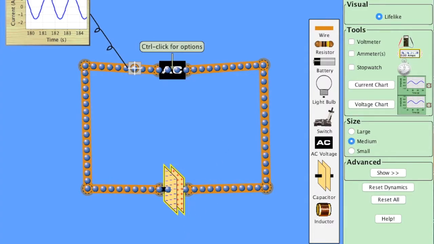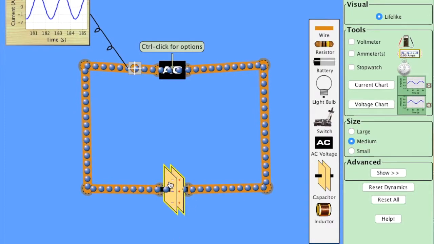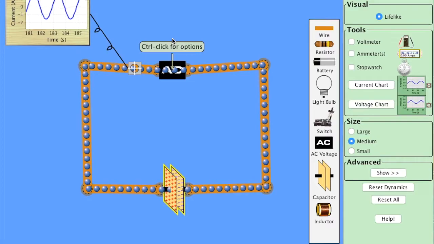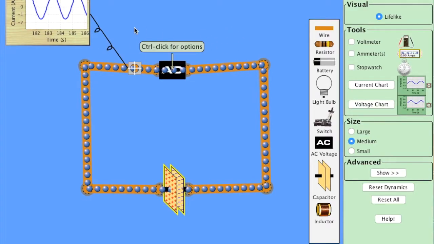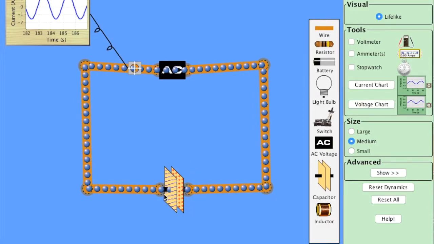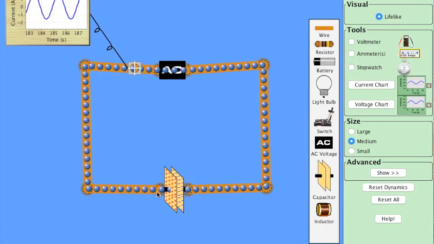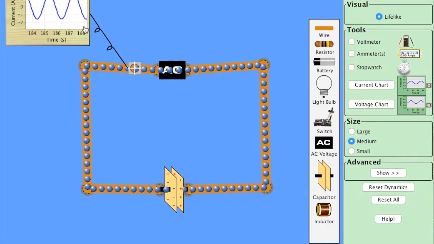Let's press play to make sure that our circuit works. Here we go. Since there's an AC powered circuit, the current is going to be constantly changing directions. So for the capacitor, there's going to be electrons forming on one plate, and then the other plate, and then back again, etc. This is because AC circuits and current act like the sine wave curve.